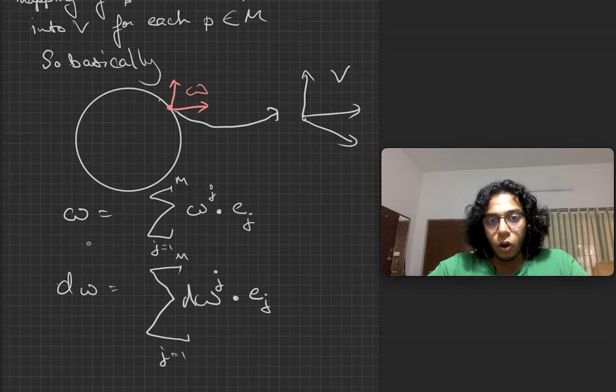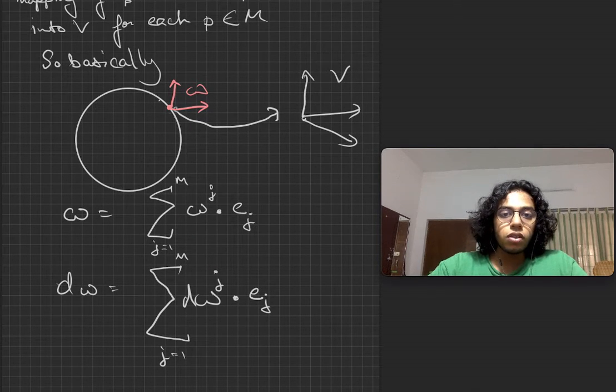So basically what you can do is you can write your omega as a summation of omega j times e j. So each component of a vector can be taken as the dot product with one component of the form. So this is basically an interesting result, right?